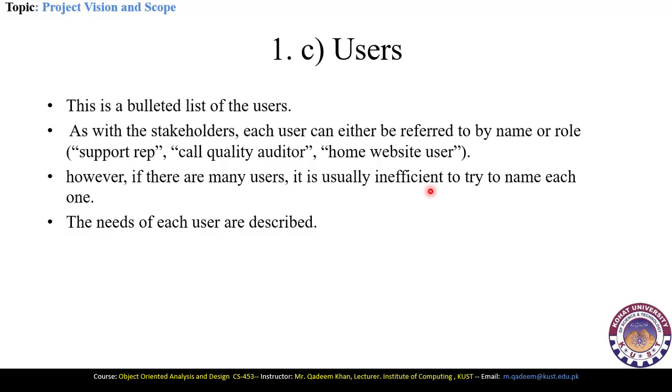But the best way is to name all the users. The name of each user is described here, and we also describe the needs of each and every user. So in this section, we describe the different users and their needs. We can also call these users by their role, not their actual names, because the role defines the functionalities of the system.